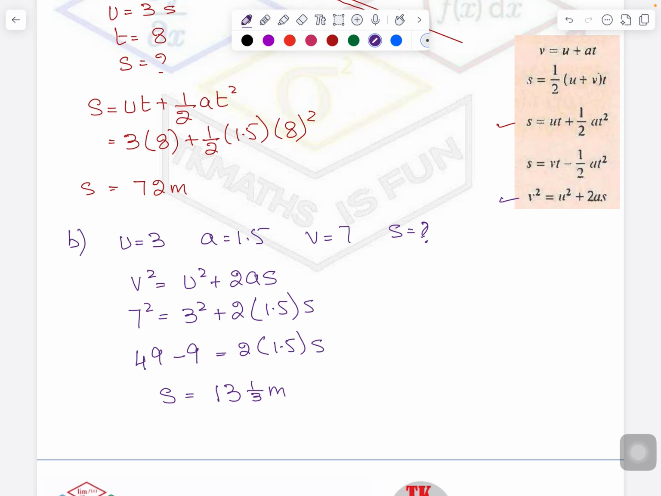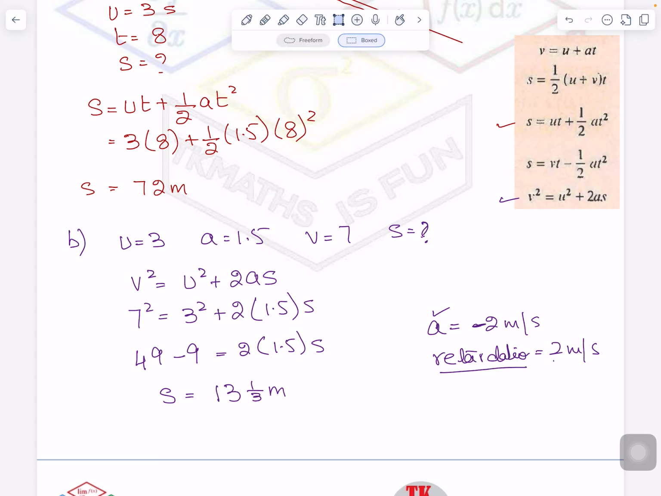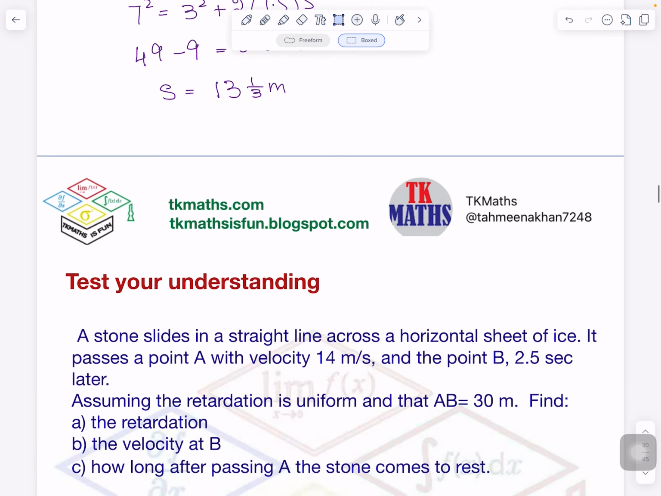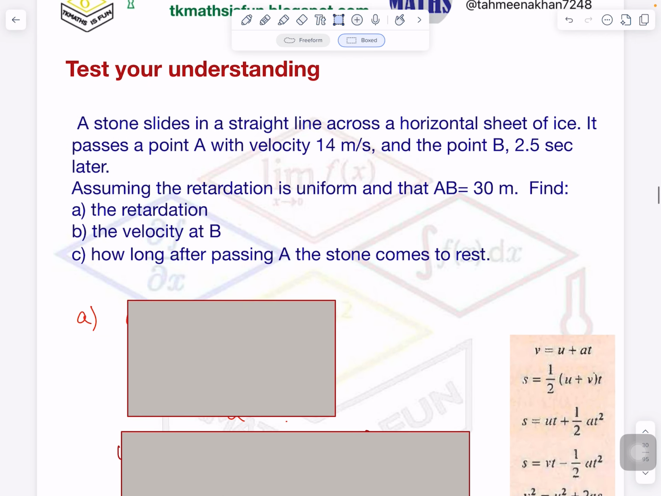Okay. So one thing which I have not told you here: when we use the word retardation, it means acceleration, speed is changing, right? So if somebody says A is equal to minus 2 meter per second square, it means retardation is 2 meter per second square. So if you use A, you can write minus 2, but if you use the word retardation, then you will use 2 meter per second square. Okay, clear? Because in the next question which I am giving you, you will try first, so you have to be careful. So here is a test for your understanding.